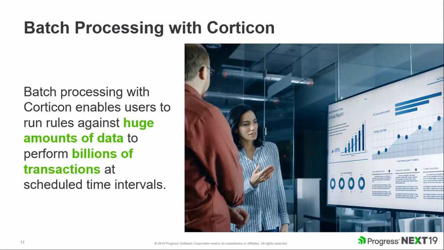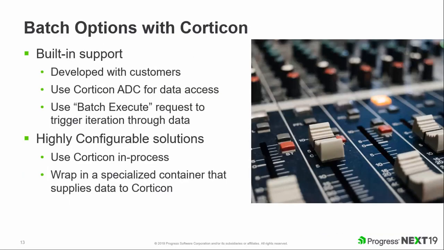So batch processing with Corticon. With Corticon, we have multiple ways that you can approach batch processing. We do have built-in support within the product. So this was a new feature in 5.7 that gives you the really out-of-the-box batch processing capabilities. But there's other ways you can do it as well. You can do it with a configurable solution. And we understand no one approach is going to be right for everyone.